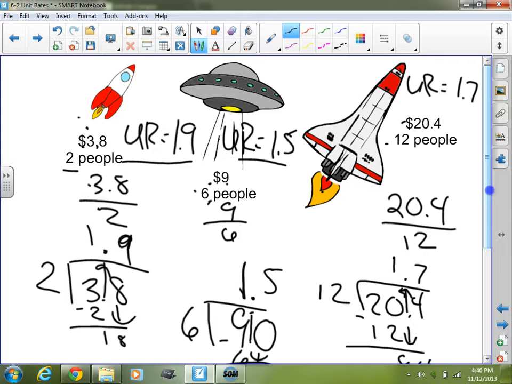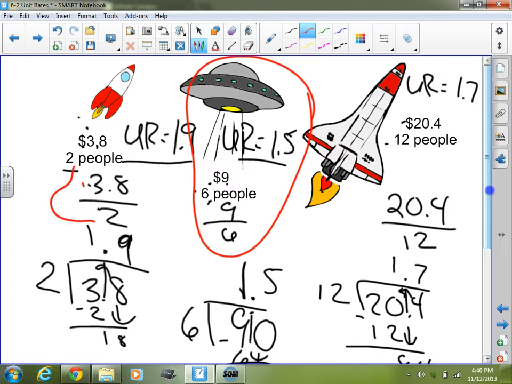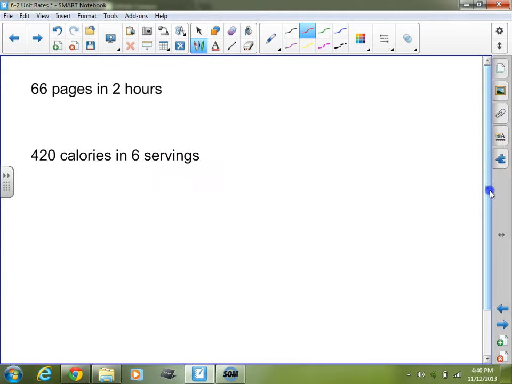So ladies and gentlemen, I have just figured out that of these 3 spaceships, this one is going to be the best deal because it has the smallest unit price. I found the unit price by simply dividing, and then I compared it. This one's 1.9, 1.5, 1.7. The best unit price is going to be this one. So that spaceship is going to be the best spaceship to buy. Now, we can actually keep this same idea going and use it for lots of different things.